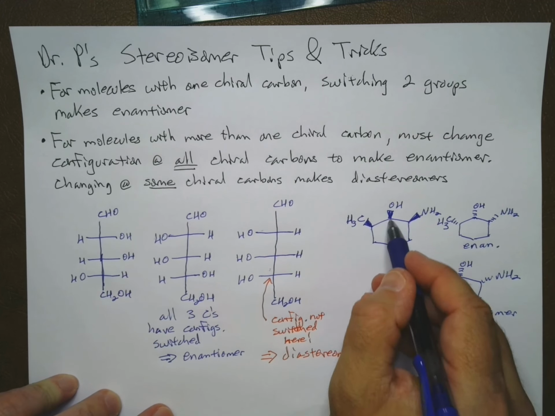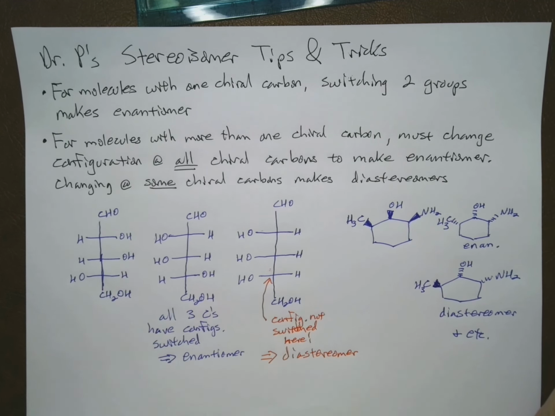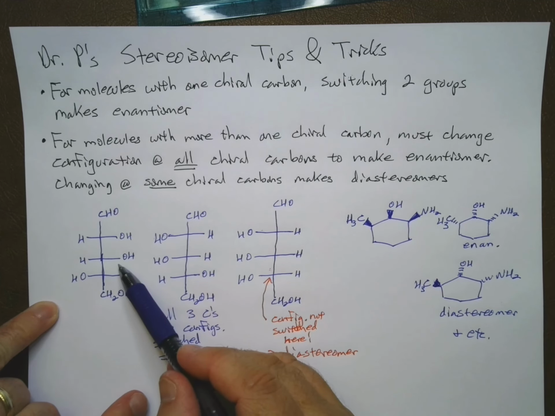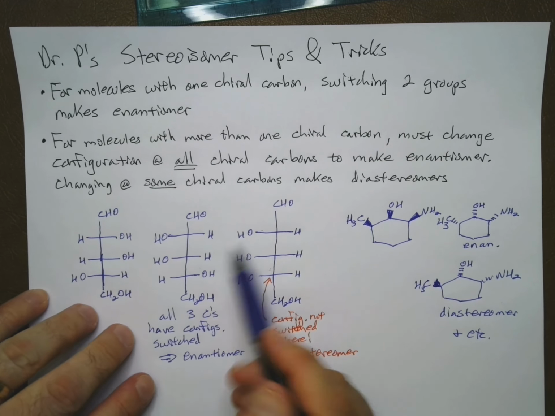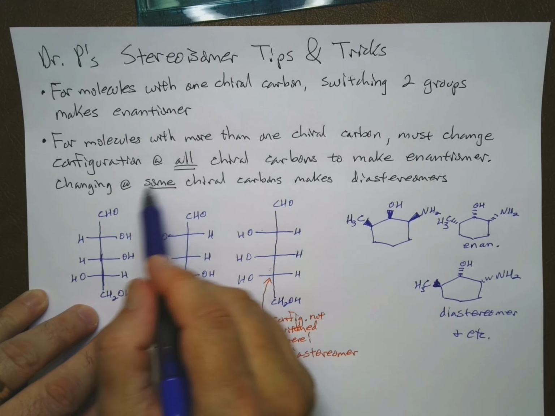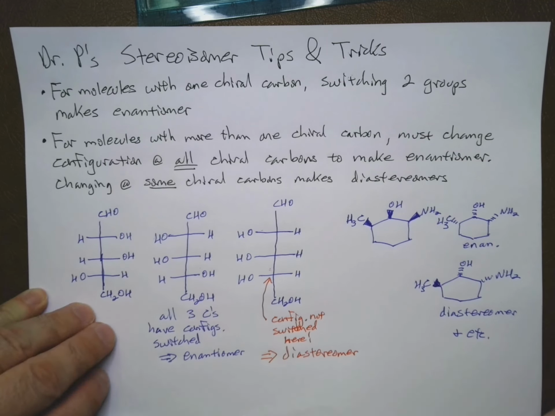In fact, with 3 chiral carbons, we should have 2 to the 3 stereoisomers. So that's 8 stereoisomers. We'll have our original. We'll have the enantiomer. And then the other 6 are all diastereomers of those first 2.